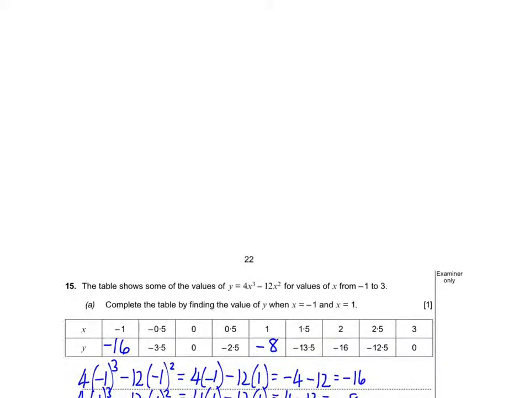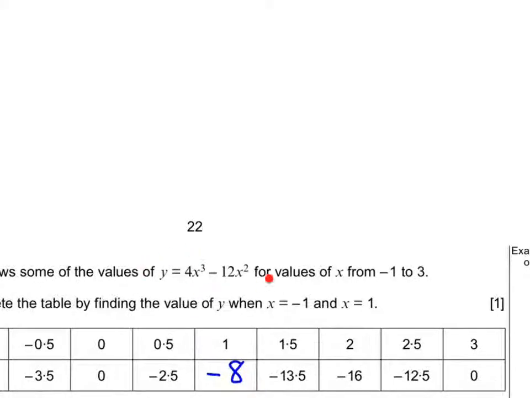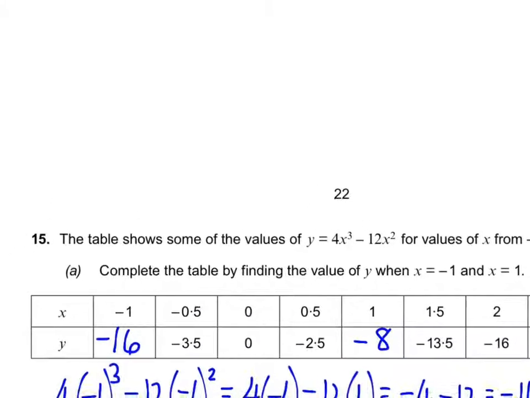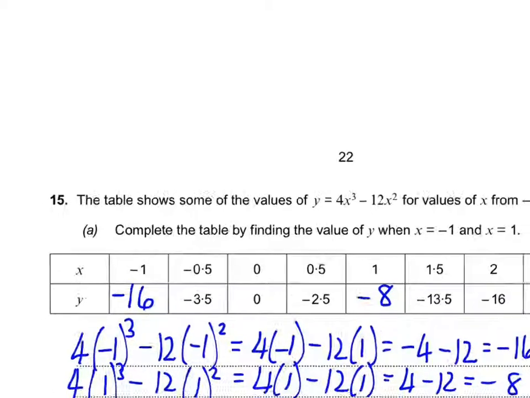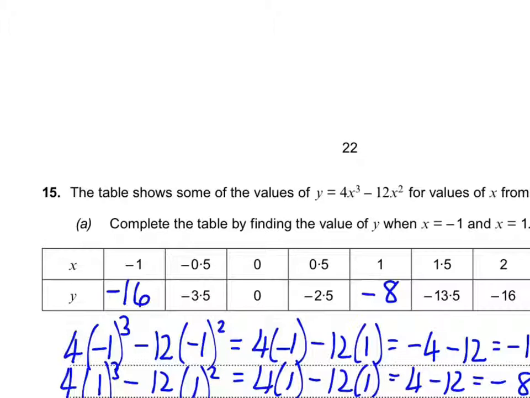Right, you're told here that the formula they're going to be using is y equals 4x cubed minus 12x squared, and they've found a load of the values for you already, but they've asked you to find it for -1 and +1. So wherever you see the x, same methods that we've been doing throughout the paper today, change it for open brackets, sticking in what the value of x is, so -1.